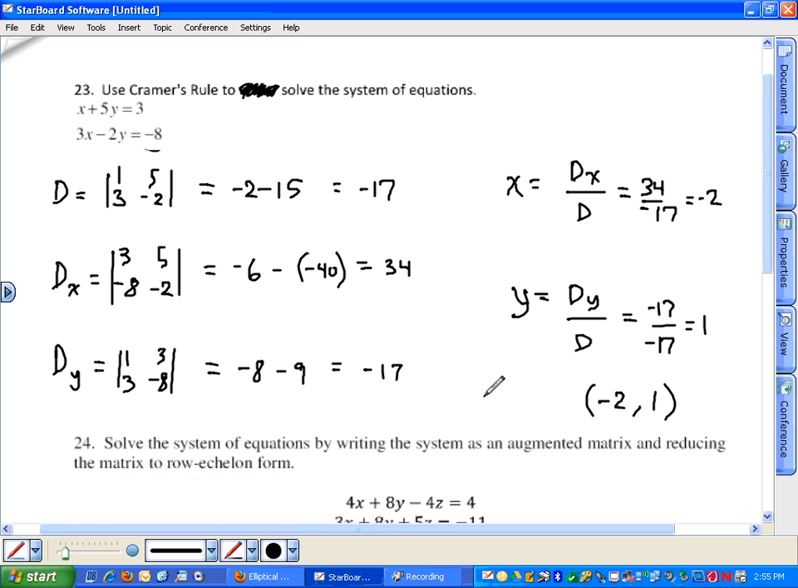It's never a bad idea, especially with smaller systems, a 2 by 2 system of equations, to check your answer. If x equals negative 2, this becomes a negative 6. And if y is equal to 1, this is minus 2. Negative 6 minus 2 is equal to negative 8, so it checks out down there. If x is negative 2, that becomes negative 2. Negative 2 plus 5 is equal to 3, so it checks out there as well. Always check your work as best you can if you have time.